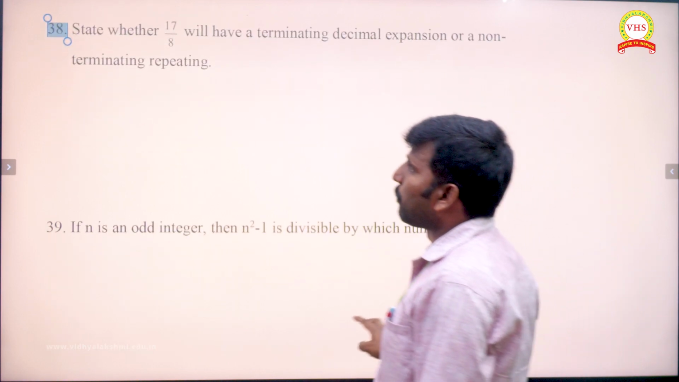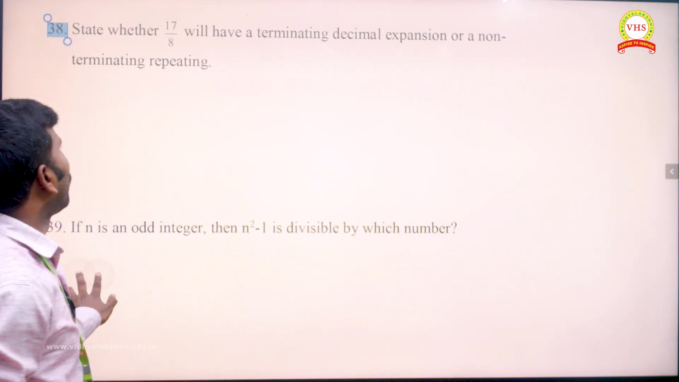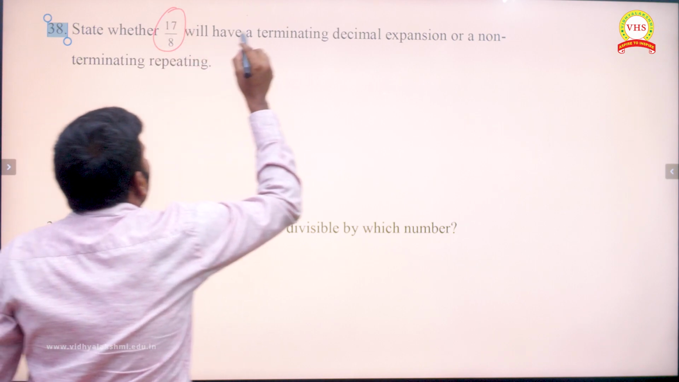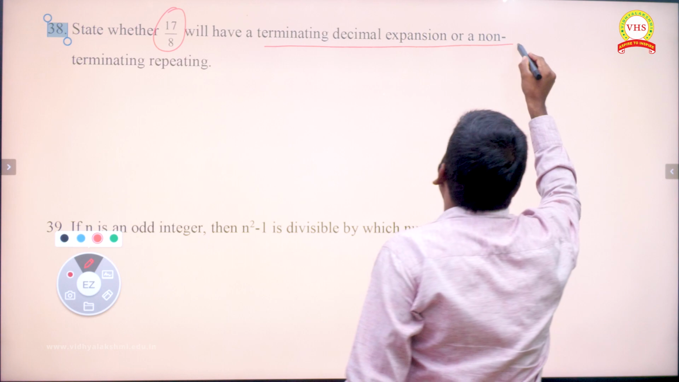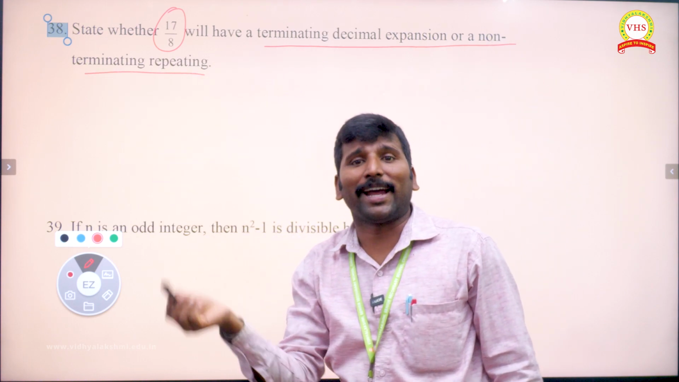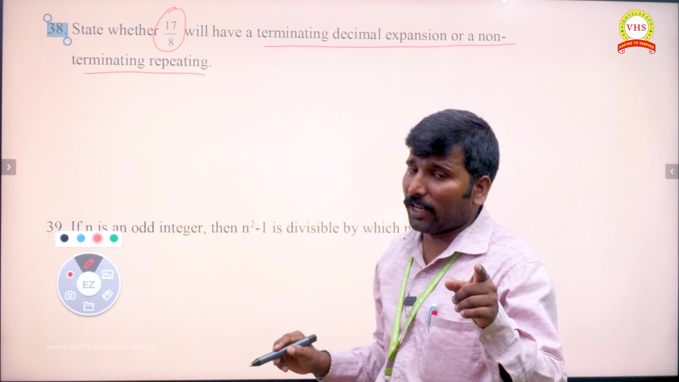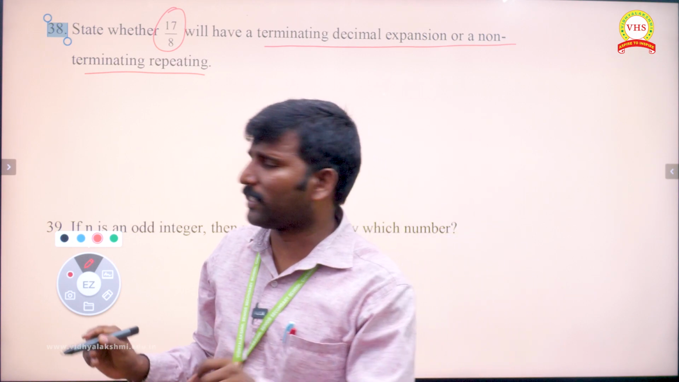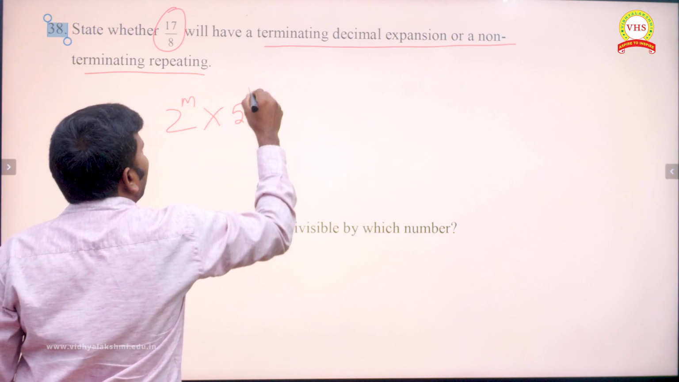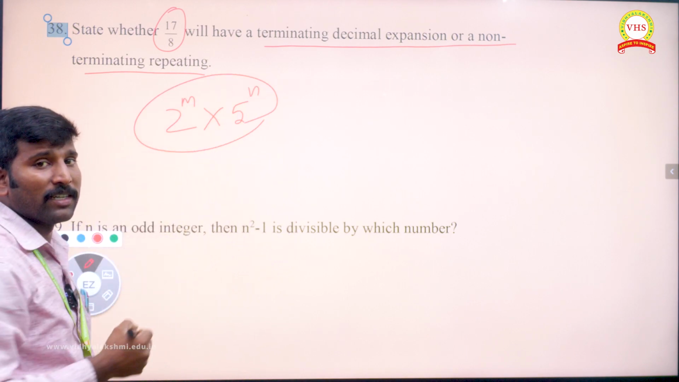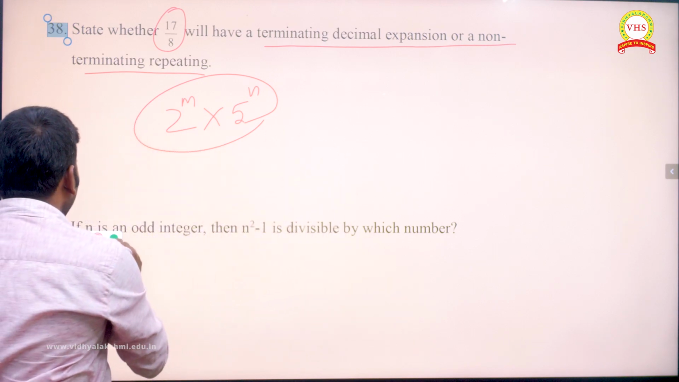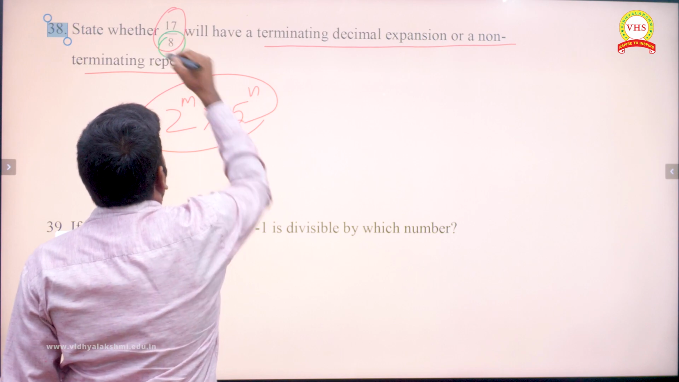I'm going with question number 38. State whether 17 by 18 will have a terminating decimal expansion or a non-terminating one. I told you already, terminating or non-terminating, we have to check 2 power m into 5 power n in the denominator. The denominator should be in the form of this type only. But here 8 is there in the denominator.